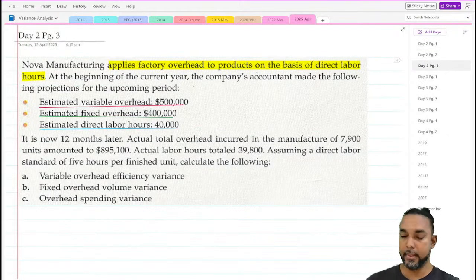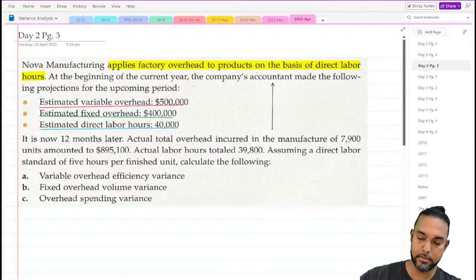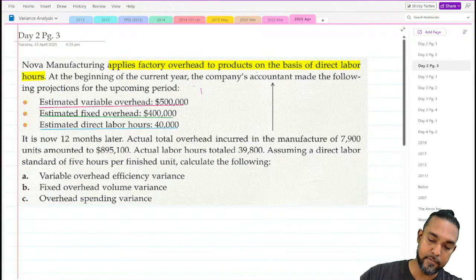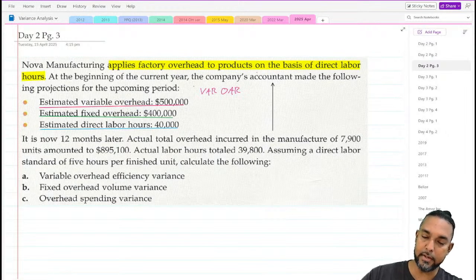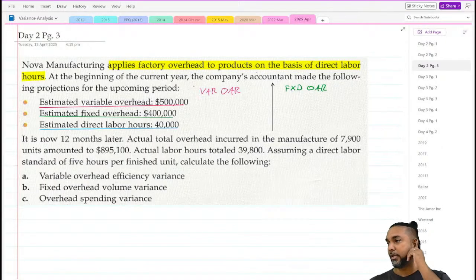So what I want you to do is work out the variable overhead application rate here, and then work out the fixed overhead application rate. You don't have to work it out there, but that's where I will put it. Again, all you're doing is taking the overhead and dividing by the number of labor hours. So let's start there.